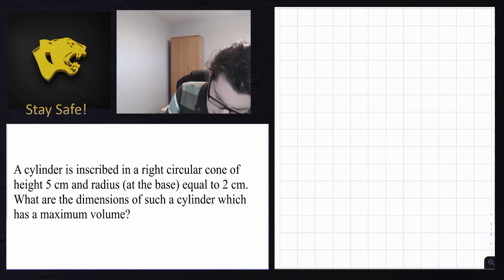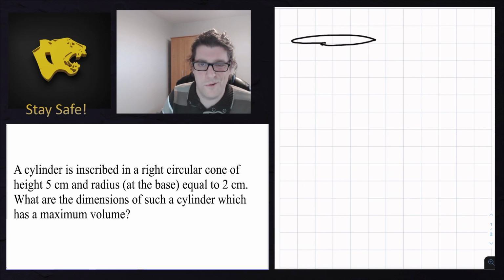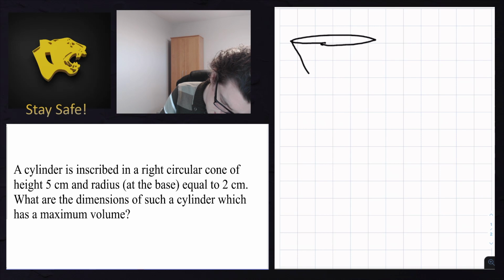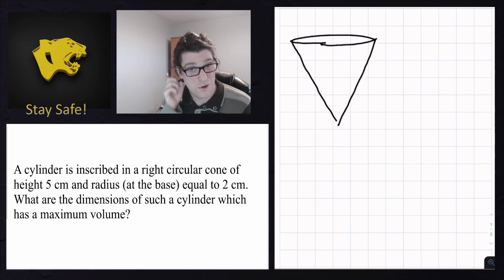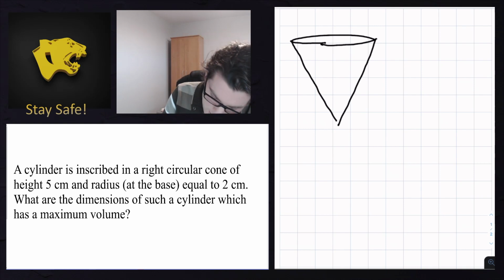In order to do that, I have to have an idea what I'm up against. So I'm going to draw my cone so that the circle's on the top. That has little importance on actually solving the problem. So if you drew it the other way around, that's totally fine.